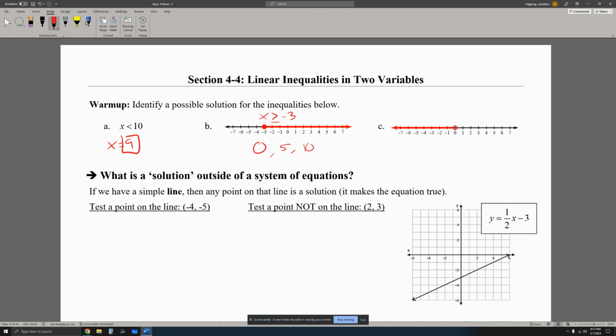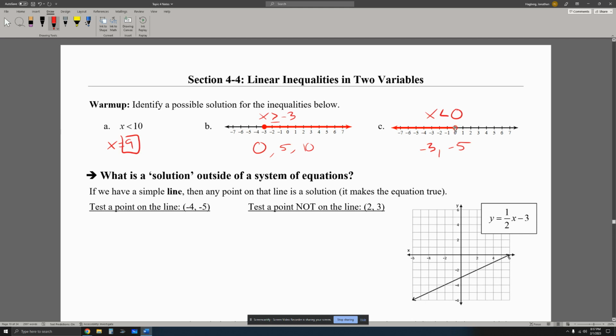For this last part here, we have every value less than 0. So x less than 0. So possible solutions could be anything like -3, -5. Let's consider the number 0. Is 0 a solution here? The answer is no, 0 is not a solution here.